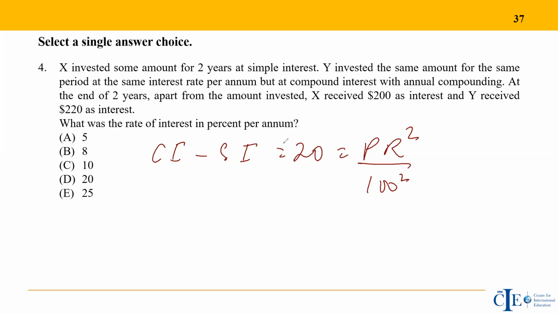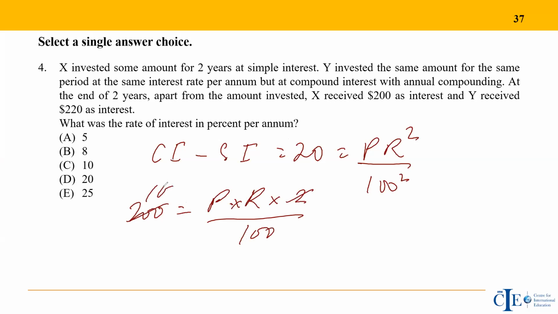Find PR using the simple interest formula. Substitute there, because I know the simple interest is 200. So 200 equals P into R into N, which is 2 over 100. So this cancels 100, and therefore PR is actually 100 square.